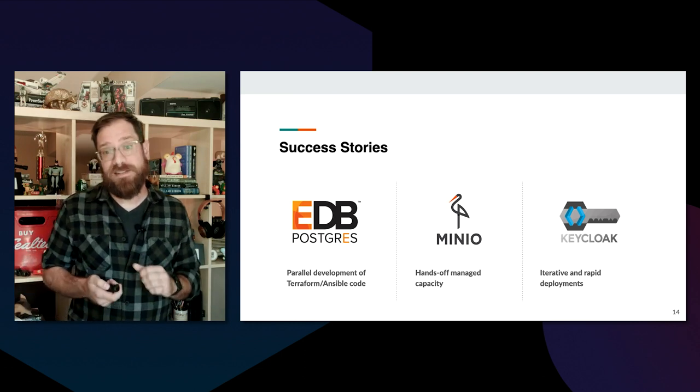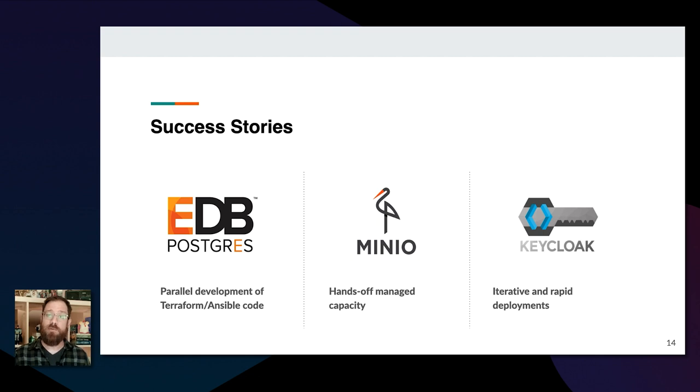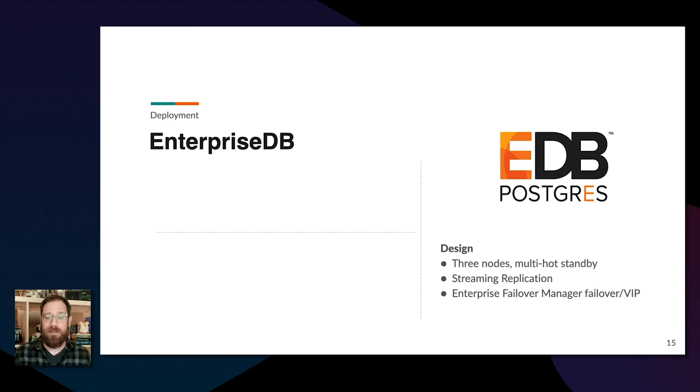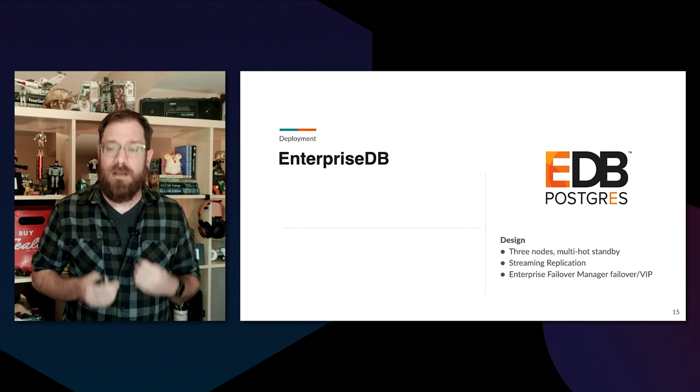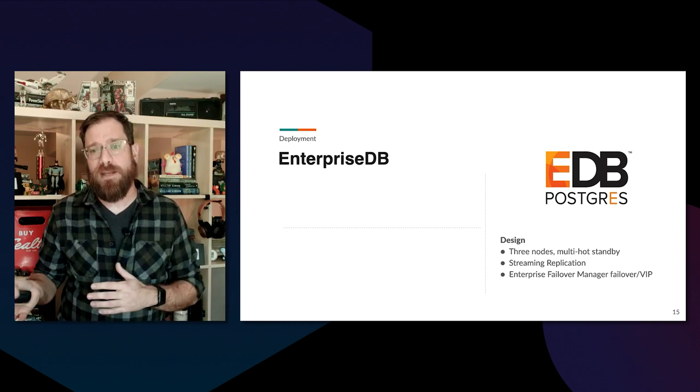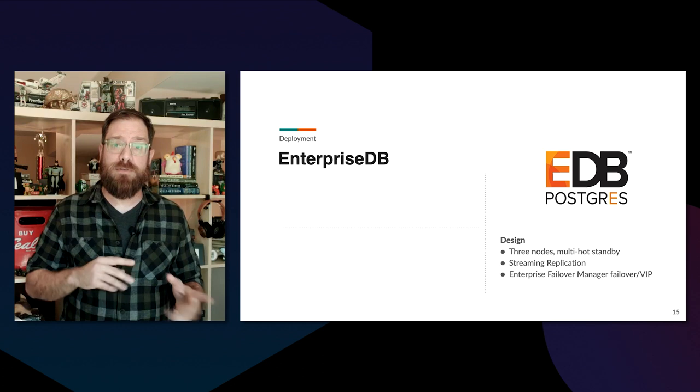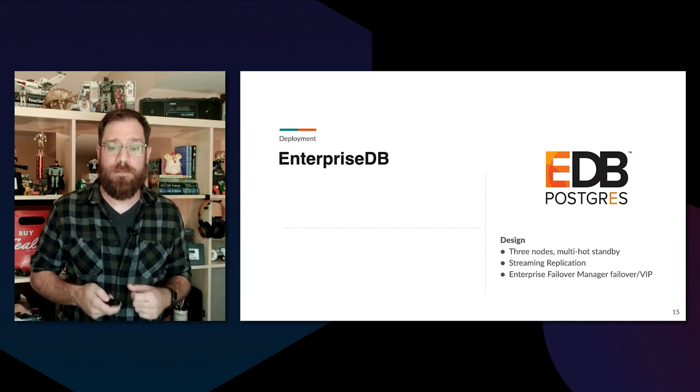So let's go through each of these success stories, talk about the architecture, and what role Terraform and Ansible have to play with them. So first we have EDB. The design here will have three nodes, one primary and a couple of hot standbys that are going to be in a cluster. We're going to use streaming replication to make sure everything is in sync. Then we're going to leverage a product called Enterprise Failover Manager, abbreviated EFM, which is part of the Enterprise DB service offering. This is going to manage heartbeat, failover management, as well as the virtual IP, which will float between the nodes for whichever one is the primary.